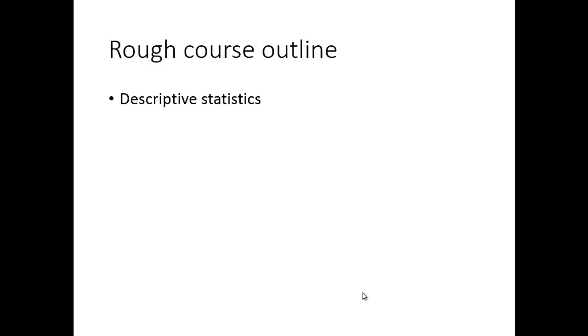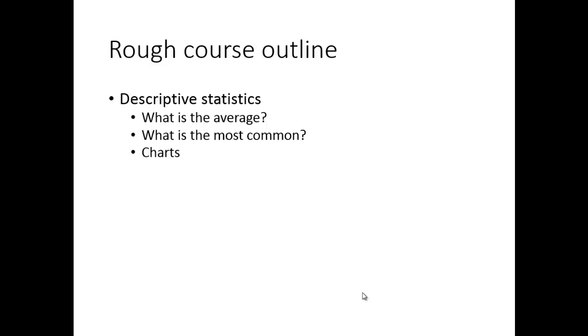So first thing we're going to do in the course is deal with descriptive statistics. That's going to deal with things like answering a question like, what is the average of a set of numbers? You might say, what is the most common number in some data set? I might look at certain charts, graphs, those kinds of things. These are descriptive statistics. We're describing data sets. Typically, I think students find this relatively straightforward and easy.